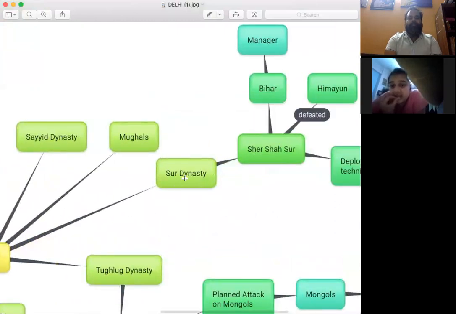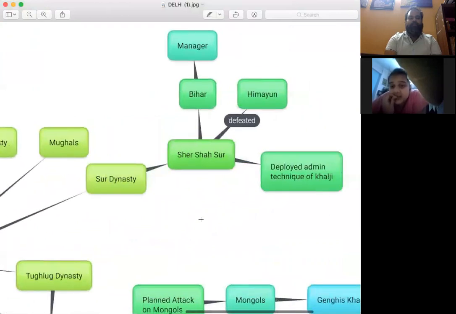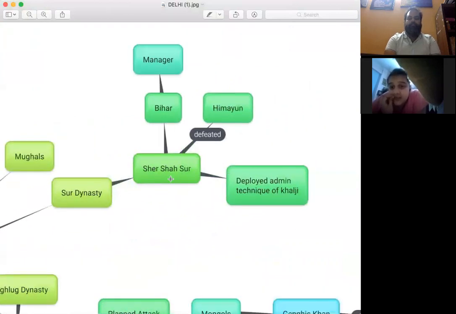In the Sur dynasty, there was a king, Sher Shah Sur. He was a manager of a small land in Bihar, but his power grew. He defeated the Mughal king Humayun at that time, and after defeating him, he became the king of Delhi. So the Sur dynasty came.